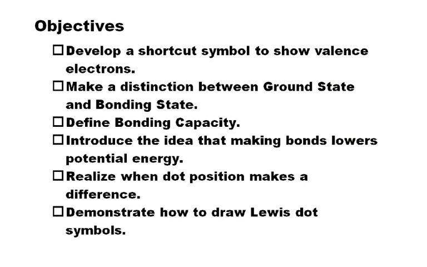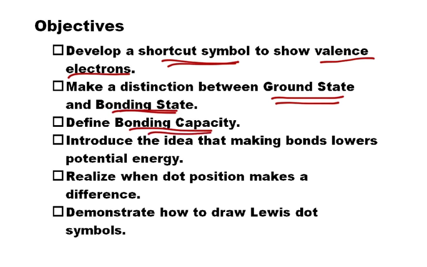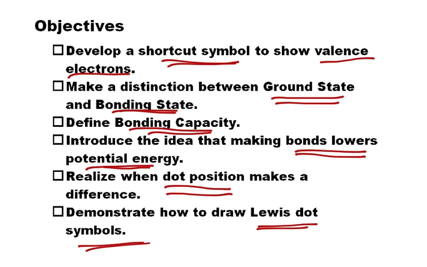Now the objectives we have here, we want to develop the shortcut symbol, that's called the Lewis symbol, and we really are interested in the valence electrons because they're the ones that do most of the interacting when we're making bonds. We want to make a distinction between the ground state and the bonding state, and we'll see that. We'd like to talk about bonding capacity, and introduce the idea that when you make a covalent bond, that lowers the potential energy of the system. And we want to realize that sometimes where you draw those dots makes a difference, and a lot of times it doesn't make a difference. And last, we want to demonstrate how we draw these Lewis dot symbols.